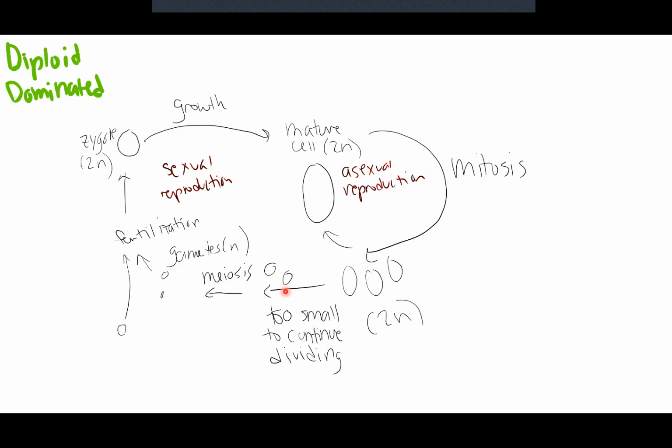So they will go through meiosis to produce haploid gametes. Two gametes will fuse and you will have fertilization, which produces a diploid zygote. This zygote grows and matures into the mature cell, and then we can go over the process again and again.